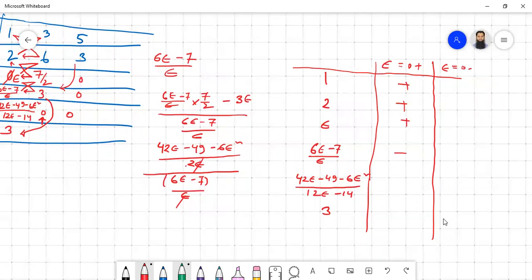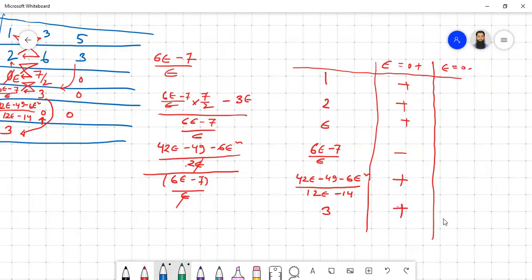And next one here, what will be the sign? Again, something multiplied by very close to 0 is 0. So 42 epsilon is 0, 6 epsilon is 0, 12 epsilon is also 0. So basically minus 49 will be divided by minus 40. So minus divided by minus is plus. And the last one is plus.